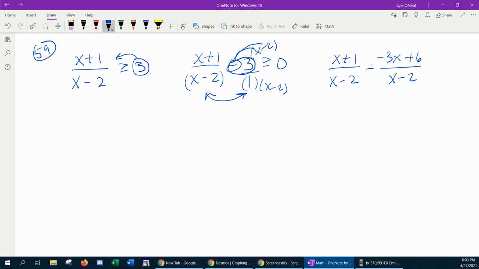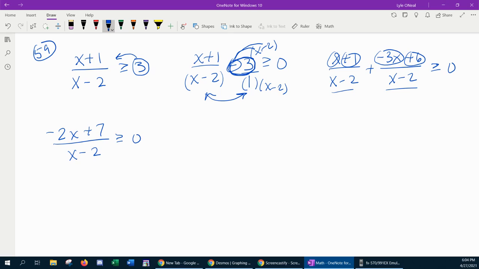And that's going to turn into addition, since I included the negative with the 3 to distribute, so the negative has already been taken care of. That's going to be greater than or equal to 0. Now, let's combine our fractions. Now that they have a common denominator, we simply add the numerators. x minus 3x gives me a minus 2x. 1 plus 6 gives me a 7, all over x minus 2, greater than or equal to 0.